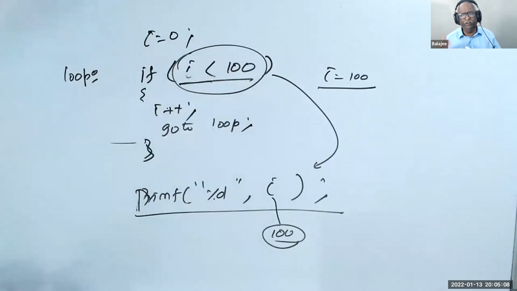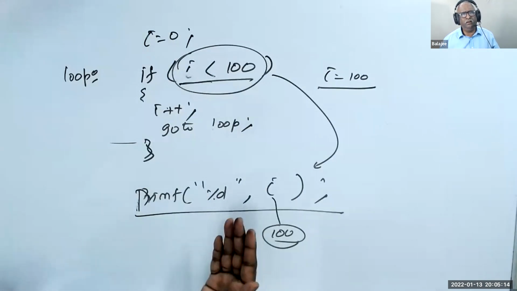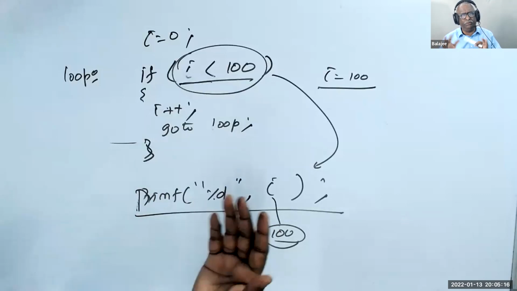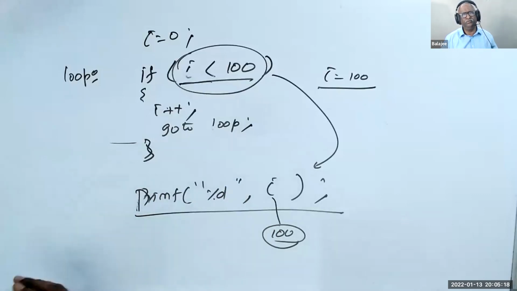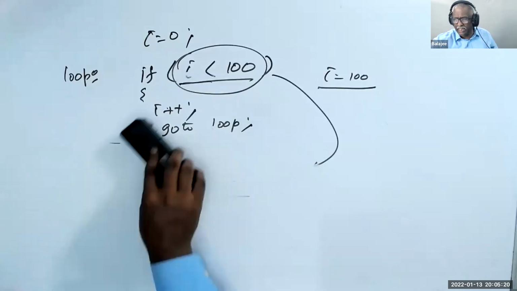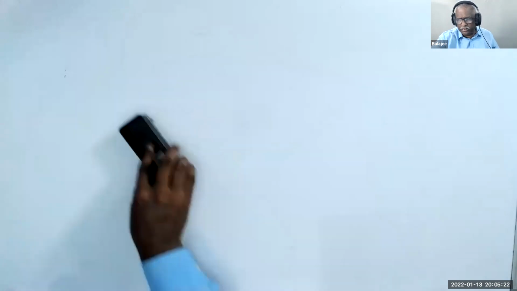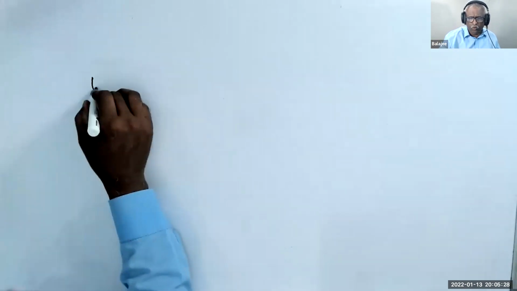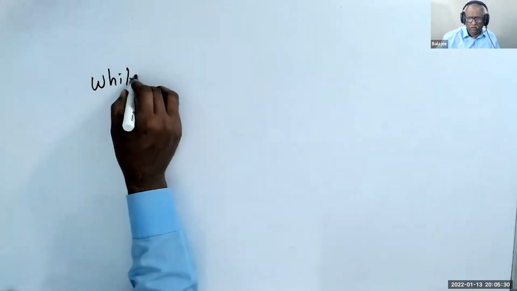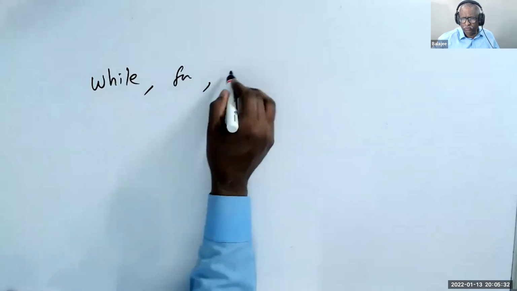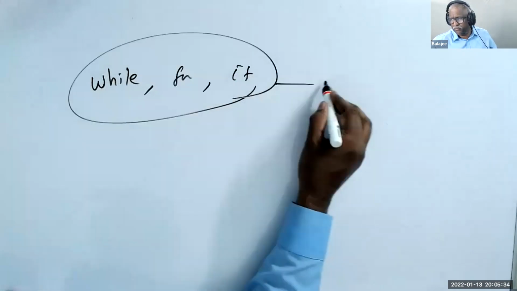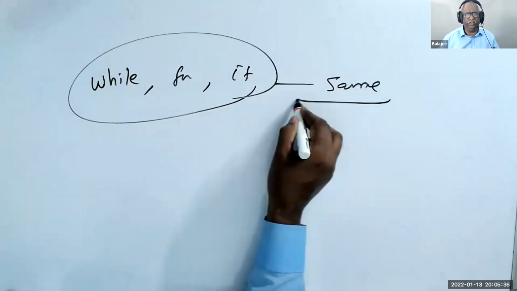But when you use it on for or while, you sometimes get confused. That's a problem. So I'll explain that to you in the next session: all the similarities between these three. I'll try to prove to you that while, for, if, all are the same. So don't worry, all are the same.